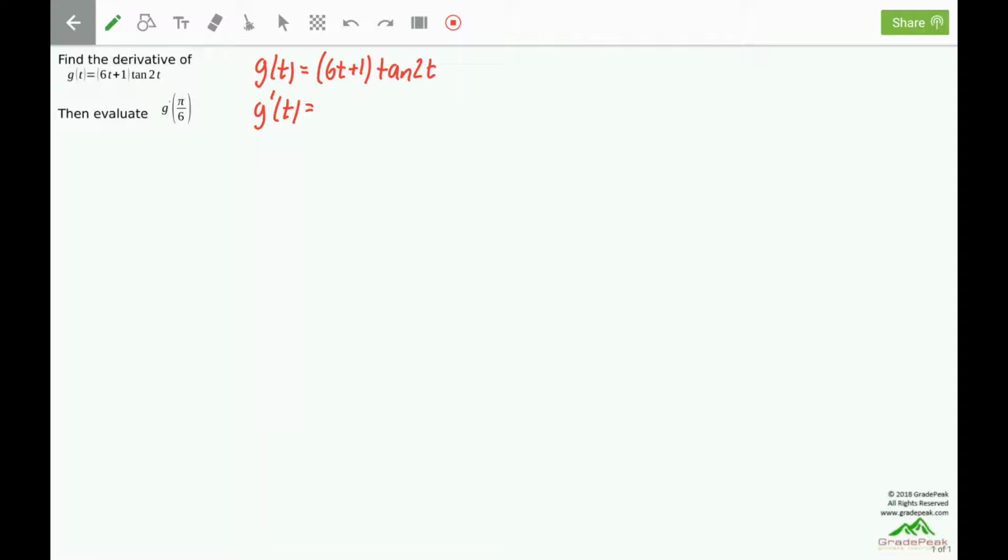G prime of t will be the derivative of the first. The first is 6t plus 1. The derivative of that will be a 6 times the second left alone, tangent of 2t, plus the first left alone, 6t plus 1, times the derivative of the second. The derivative of tangent is secant squared, leave its inside alone, and then multiply by the derivative of the inside of the trig function to complete the chain rule. Derivative of 2t is a 2.